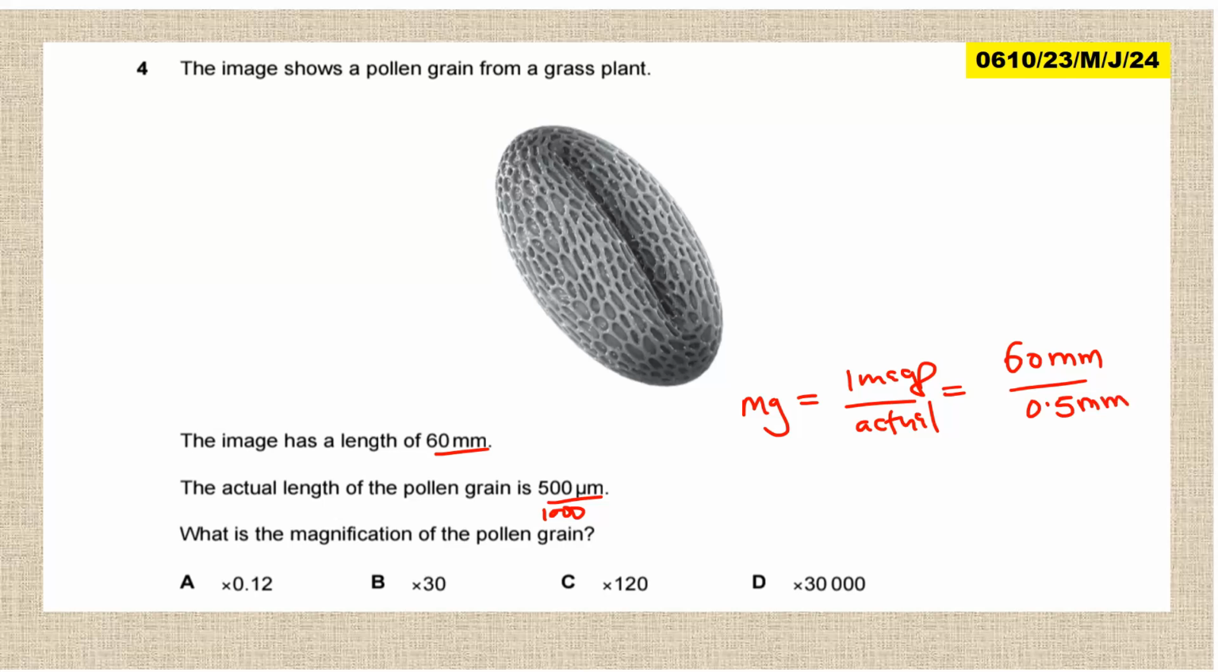What is 60 divided by 0.5? That's the same as 60 multiplied by 2. So 60 divided by 0.5 is going to give us 120. So this is going to give us times 120 as the magnification. So the answer is C.